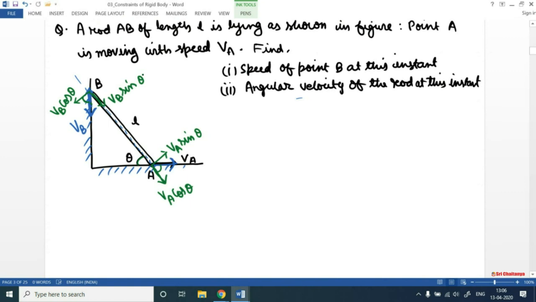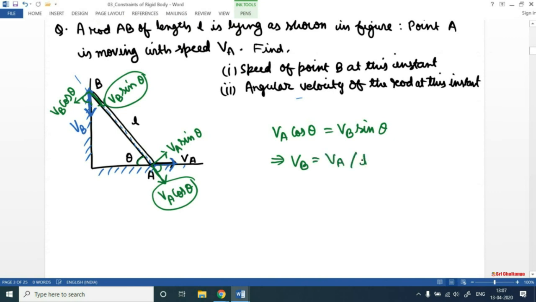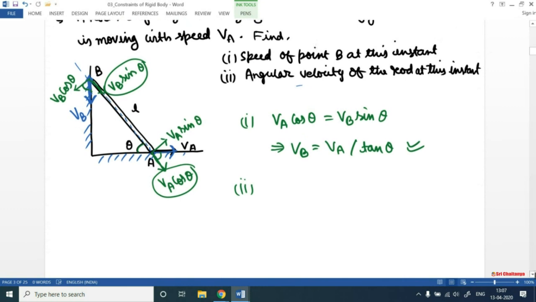And using the rigid body constraint, we can say that the velocity components of point A as well as point B along the line of separation are going to be equal. So that gives us VA cos theta is equal to VB sin theta. So VB simply we get as VA upon tan theta. So that is our answer to the first part of the question. And the answer to the second part of the question is easy as well.